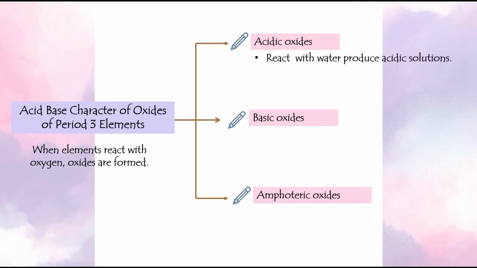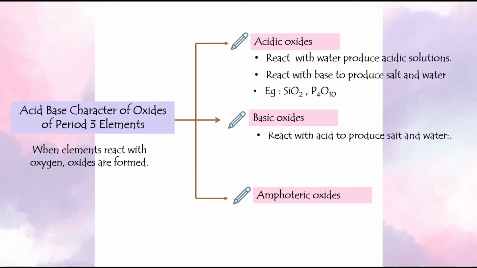The acidic oxides react with water to produce an acidic solution, and they also react with base to produce salt and water. For example, we have silicon dioxide or SiO2, or tetraphosphorus decaoxide, P4O10.